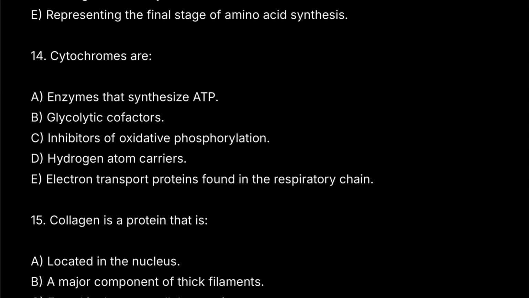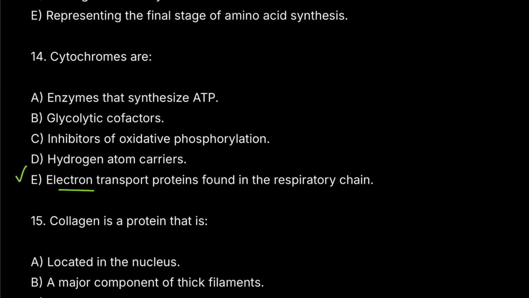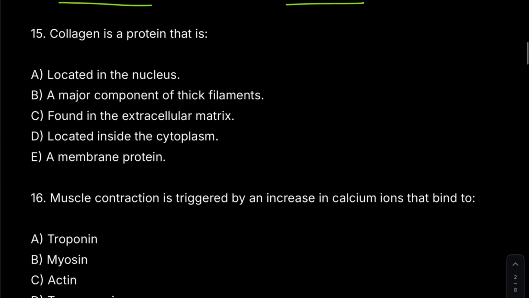So, question number 14. Cytochromes are, option E, electron transport proteins found in the respiratory chain. Cytochromes are heme-containing proteins that transfer electrons between complexes of the electron transport chain. They play a critical role in aerobic respiration. Got it, guys? So, go to the next question.